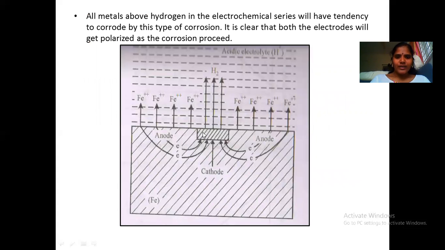And here you can consider that in such a case where hydrogen evolution is taking place, there will be a small cathode and a larger anode. In such conditions, this type of reaction is also favorable. Anode is larger and cathode is small.